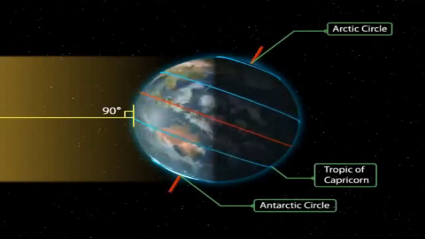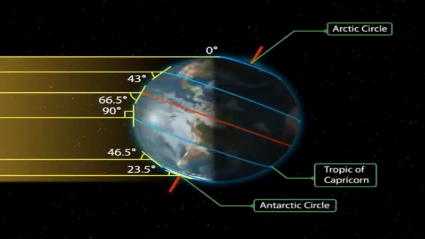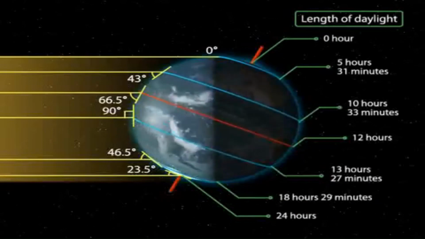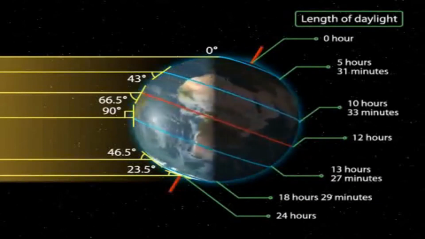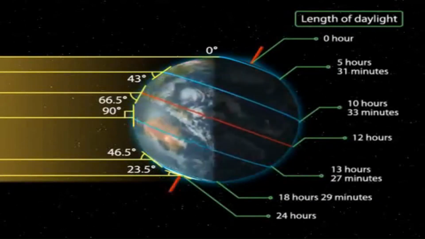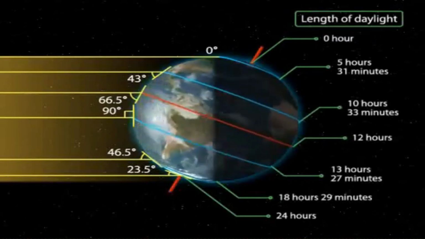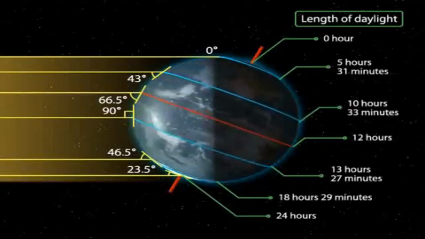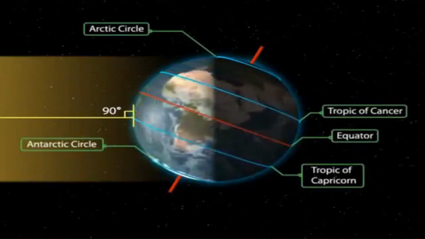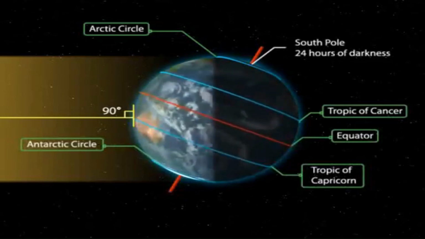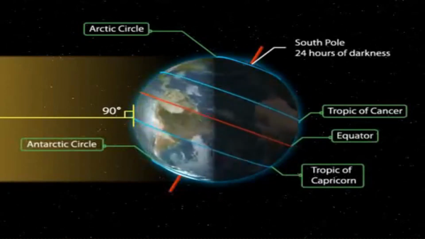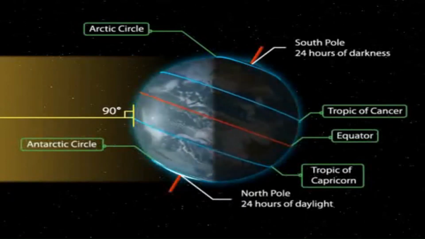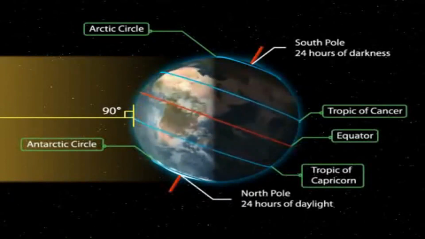The angle of the sun decreases towards the poles. On this day, the length of daytime in the northern hemisphere is the shortest in the year, while that of the southern hemisphere is the longest in the year. There are 24 hours of darkness at the Arctic Circle and 24 hours of daylight at the Antarctic Circle.